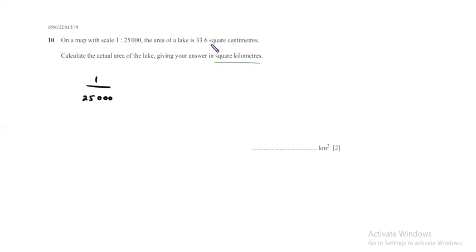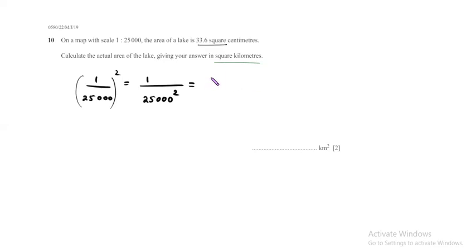Now, this is something to do with the area. So this is like the previous question that we did, where when the linear scale factor is given, to calculate the area scale factor, we will have to square it. So I'm going to square this. So when I square this, I get 1 squared, which is 1, over 25,000 squared. Now, this should be related with the area that is given to us. The area of the lake is 33.6 square centimeters. This is the area on the map.